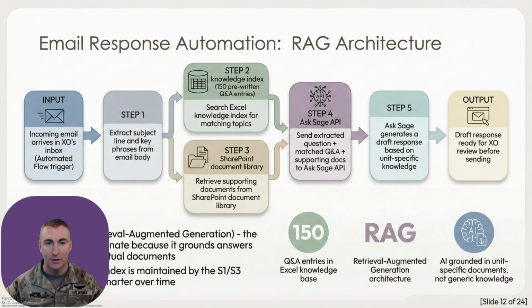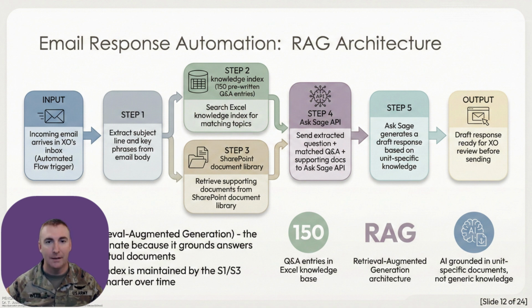This architecture combines everything from classes 9, 16, and 17. An email arrives. The flow extracts key phrases, searches an Excel knowledge index of 150 pre-written entries, retrieves the top 3 matching documents from SharePoint, and sends everything to the Ask Sage API. The AI generates a draft grounded in your unit's actual documents, not generic knowledge.